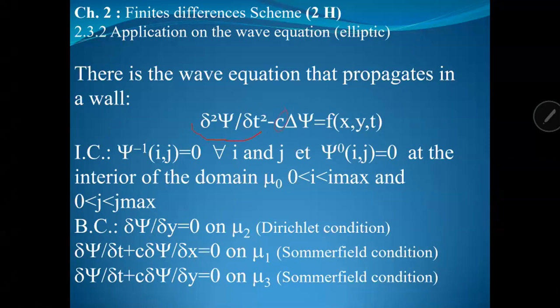Okay, then they will give us the initial conditions. Here, because we have dt square, we have two initial conditions: psi minus 1 ij equals 0, whatever i and j, and psi ij 0 equals 0. Then we have double initial conditions. These initial conditions are at the interior of the domain, mu 0, where i goes from 0 to I max, and j goes from 0 to j max.